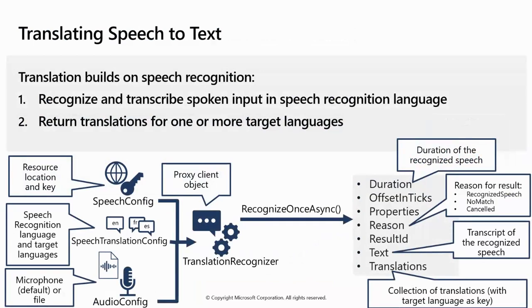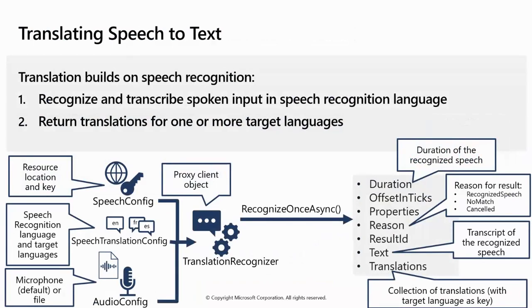Now, let's talk about translation, speech to text. Speech translation builds on speech recognition by recognizing and transcribing spoken input in a certain language and returning translations of the transcription in one or more other languages. Speech translation with the Speech SDK works in a similar way to speech recognition, but it also needs information about the source language and the language to which it will be translated.